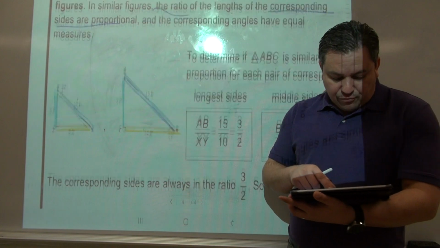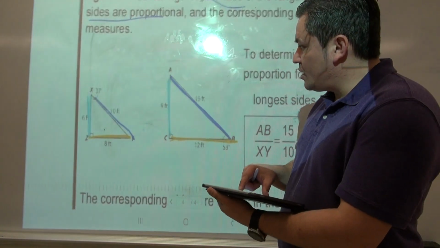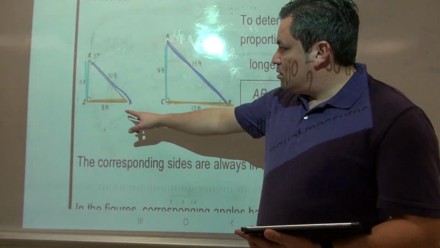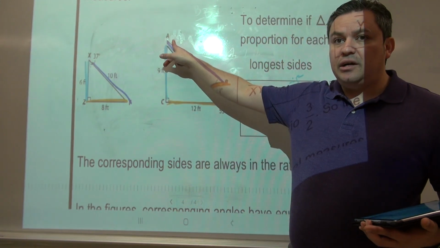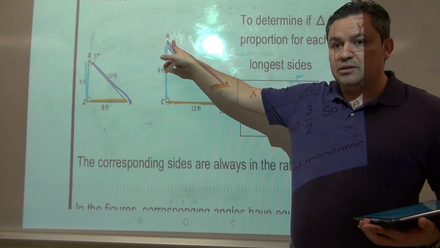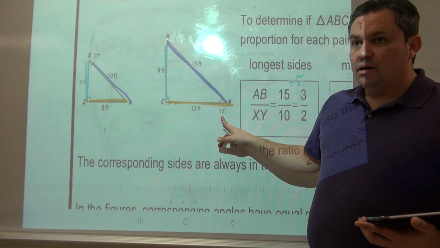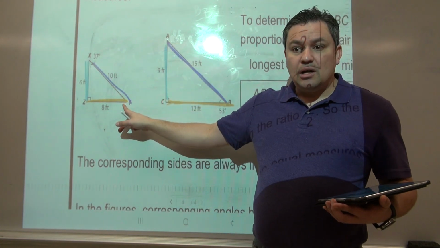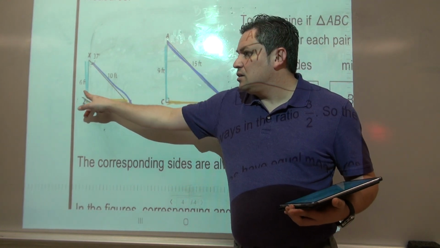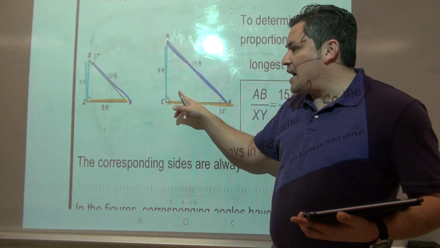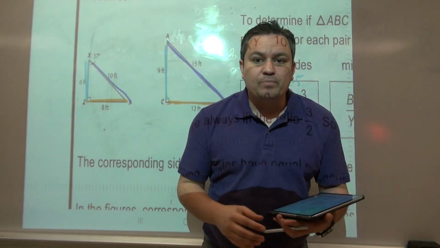Now, if we look at this one right here, how many degrees is that? 37. Do I have anything here? No. I have to make sure this is 37. What is this right here? 53. Do I have anything in there? No. I have to make sure that is also 53. This line right here, 90. Do I have a 90? Yes. Now, remember, triangles.